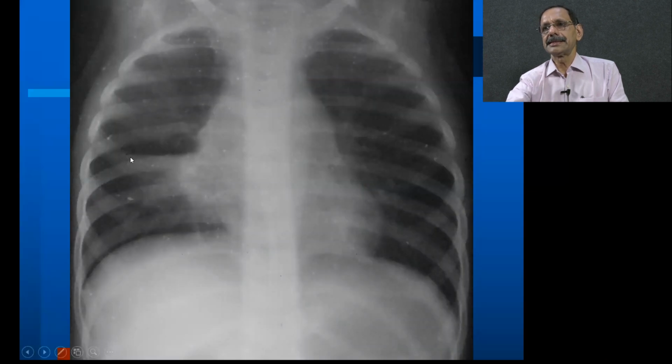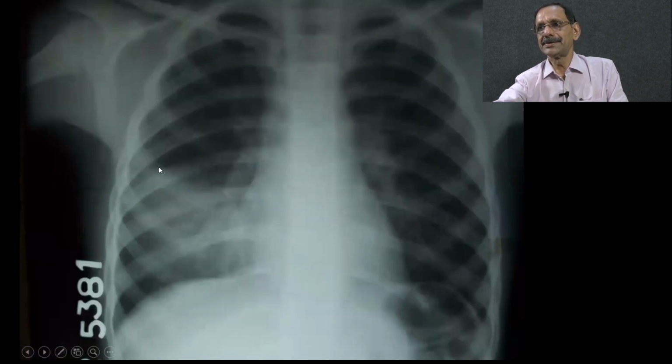See here there is a patch of consolidation with a horizontal margin. So that is the horizontal fissure. And this area is in touch with the heart, and that is why they appear to be merging together. So this is called the Silhouette sign. So this is not lower lobe, this is middle lobe, and the commonest reason for middle lobe collapse is obstruction, possibly by a lymph node in tuberculosis and all.